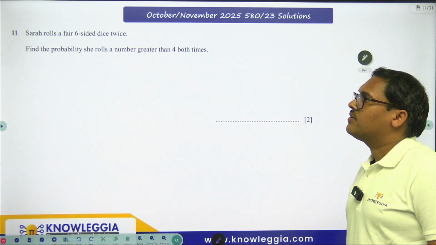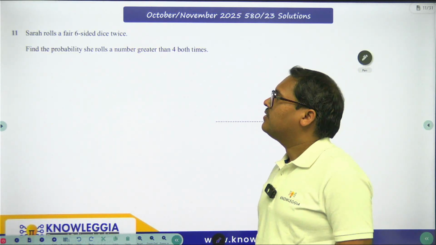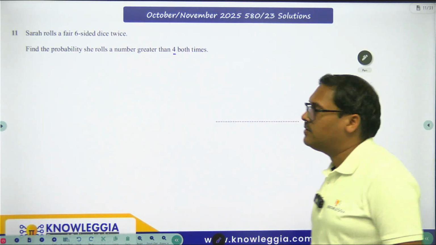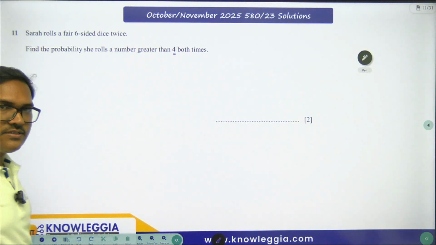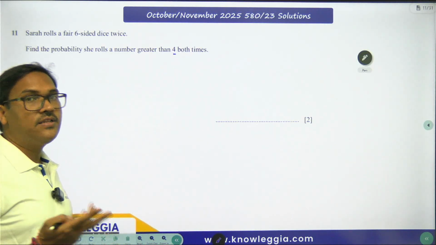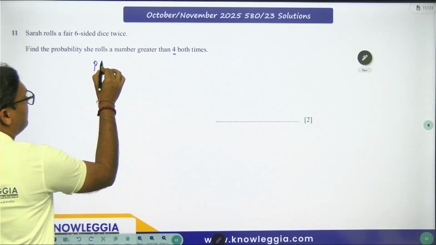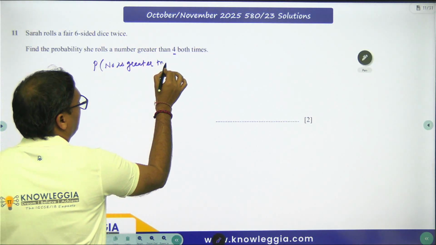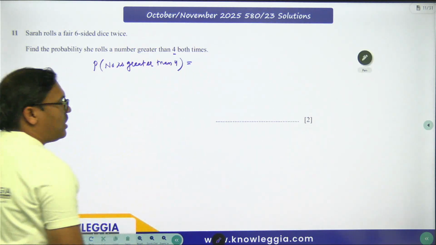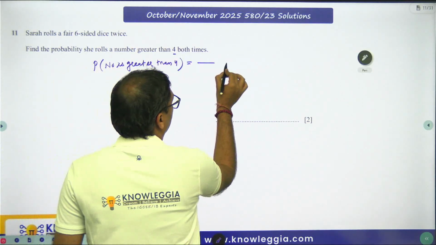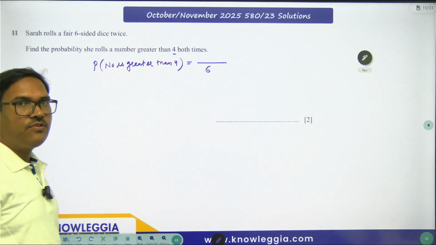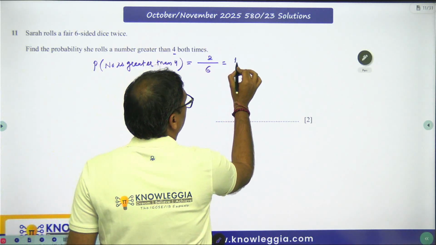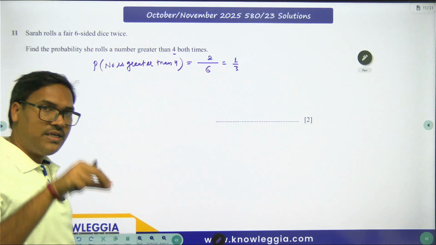Now, next question. Sarah rolls a 6-sided fair dice twice. Find the probability she rolls a number greater than 4 both times. First thing is, if I throw a dice, what is the probability the number is greater than 4? The sample space is 6 faces, and out of this, how many numbers are greater than 4? That is 5 and 6, that is 2. So this is 1 by 3. That is the probability for an individual throw.